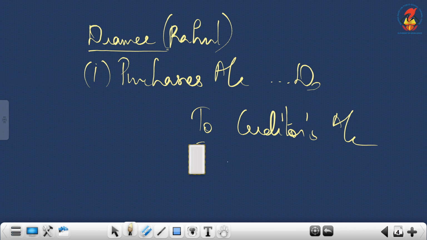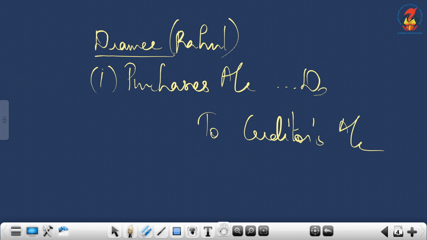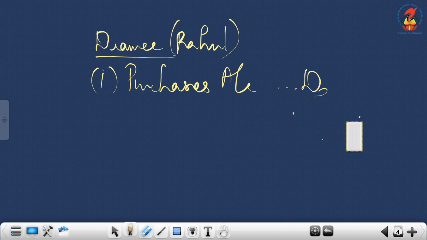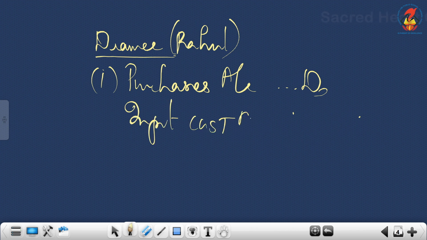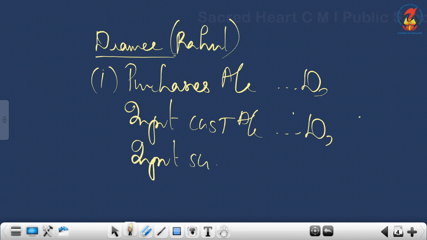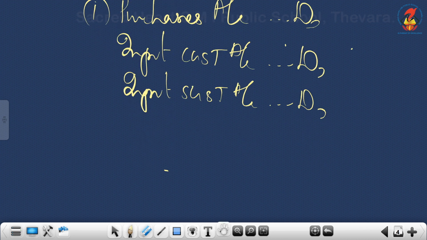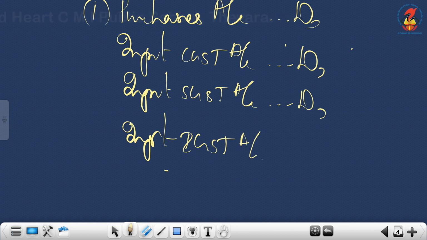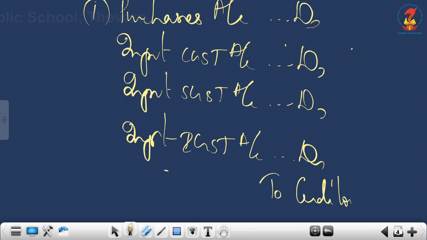Then, see GST. Since it is purchased goods, we have to charge input GST. So here we will debit input CGST account, input SGST account, then input IGST. All three will not come together, that you also know, to creditors account. Okay, so that's the first entry.